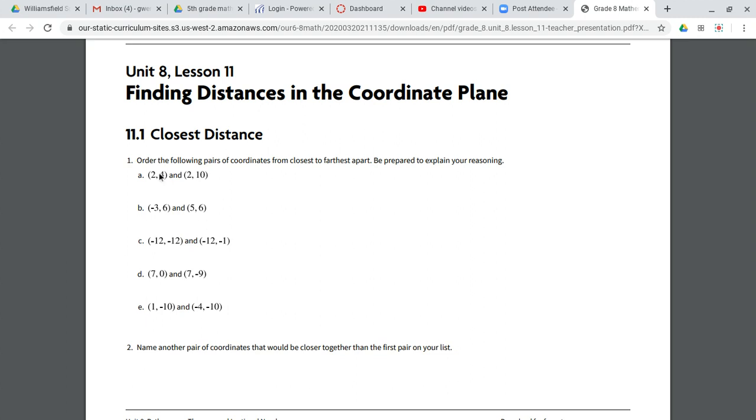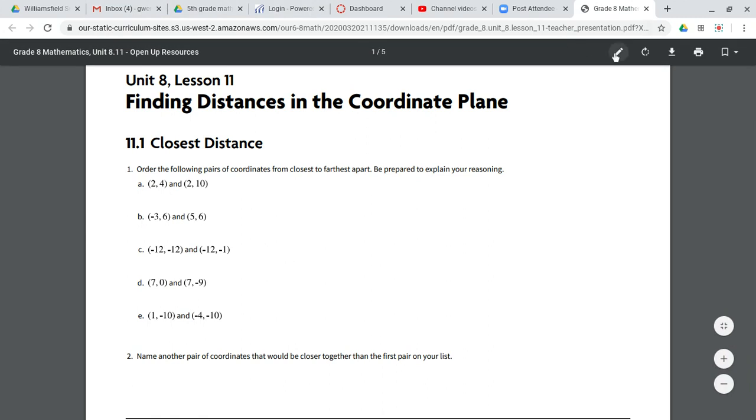So if we look at this first set of points, we have the point 2, 4 and we have the point 2, 10. Well, our x values didn't change, so there's no change there, but our y values did change. We went from 4 to 10. So how much of a change is that? 6, you're correct.